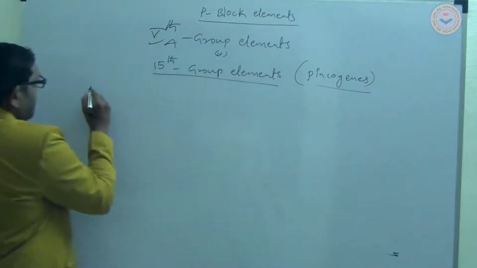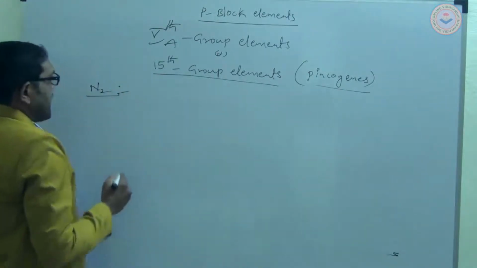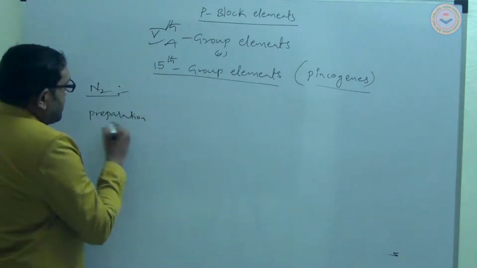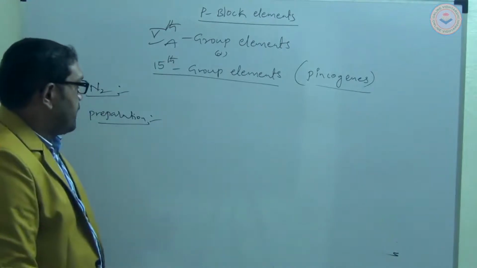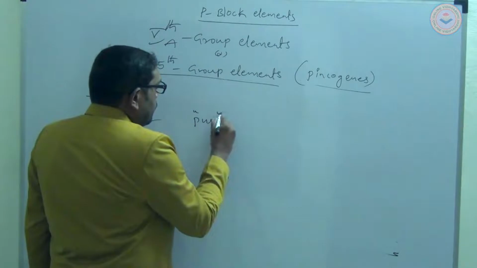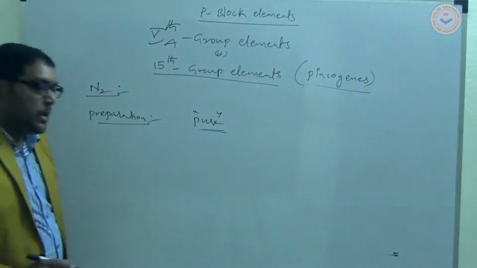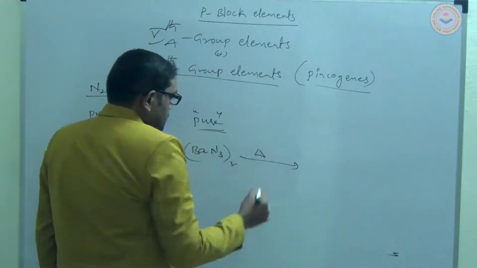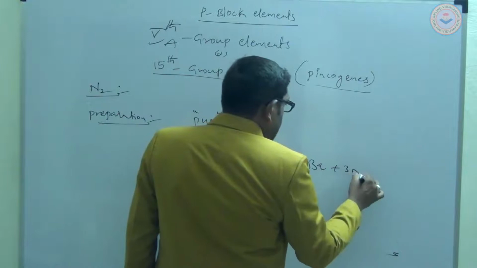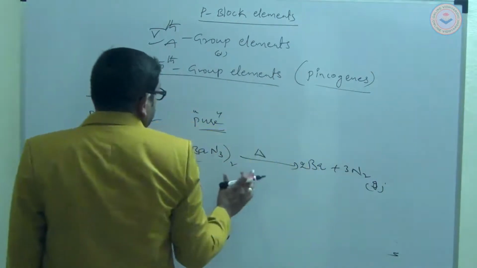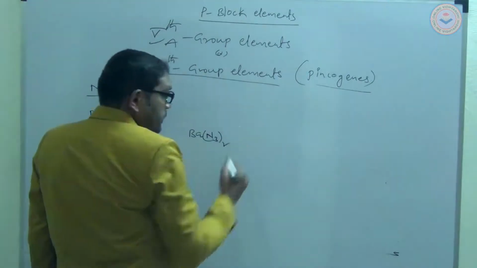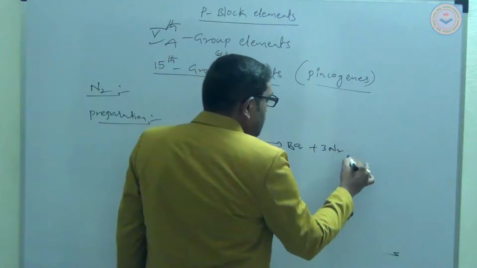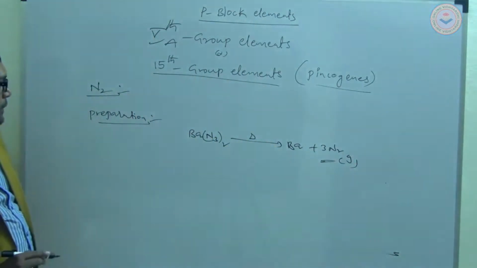Now, among 15th group elements, an important compound of nitrogen is dinitrogen. Its preparation. Very pure dinitrogen is prepared from barium azide. Barium azide on thermal decomposition gives barium plus 3 moles of nitrogen gas. It is a very pure form of dinitrogen preparation.